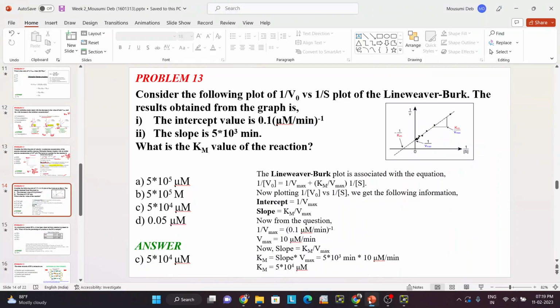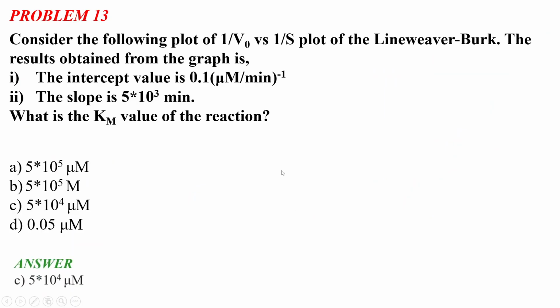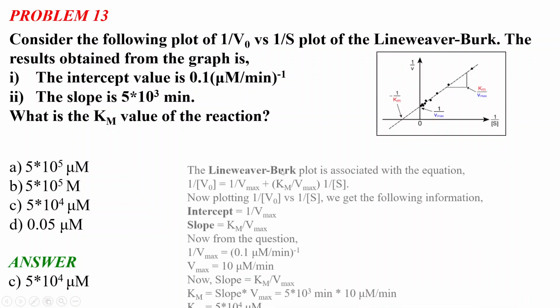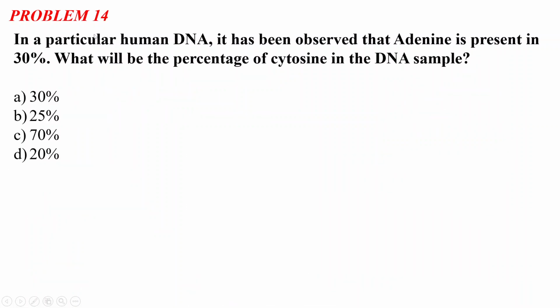Okay, so I assume you understood this problem. So I will move forward to our next problem. Okay, so this is problem number 14. It says that in a particular human DNA, it has been observed that adenine is present in 30%. So what will be the percentage of cytosine in the DNA sample? Options are A 30%, B 25%, C 70%, and D 20%. So this is, I presume, a quite easier question, just try to solve it.